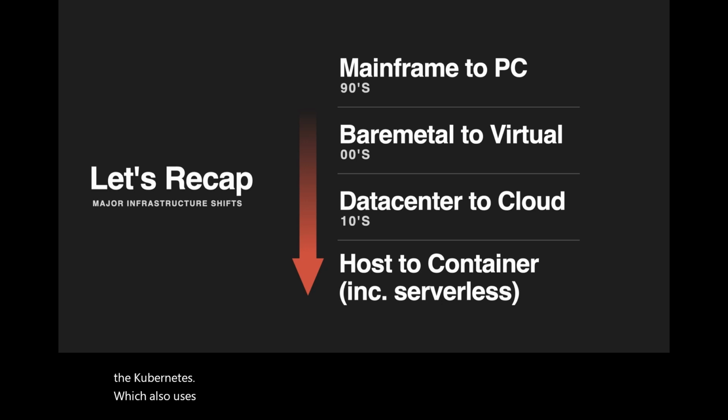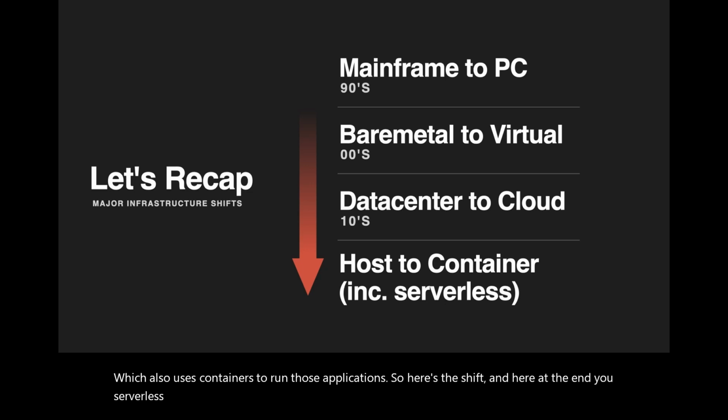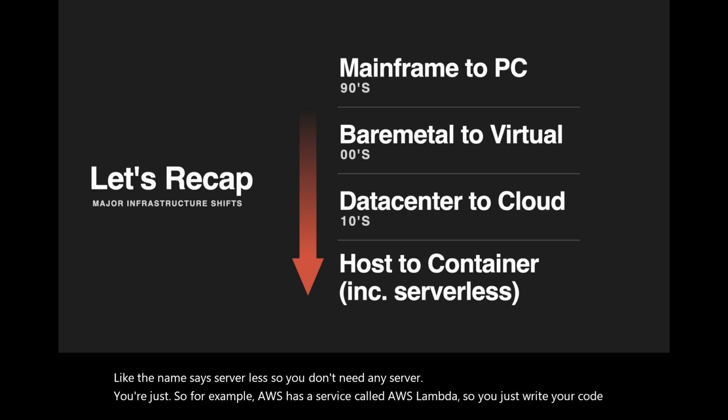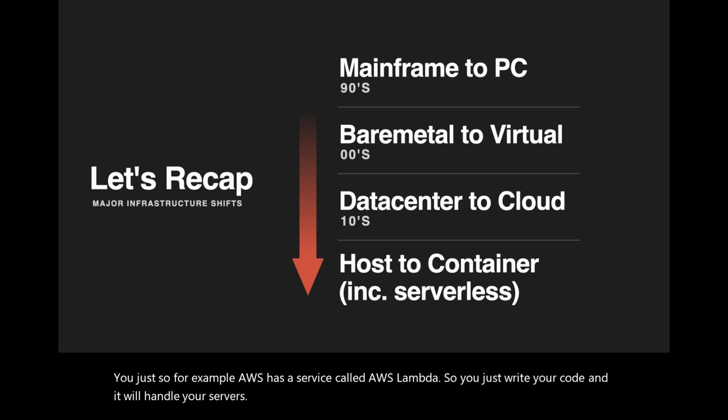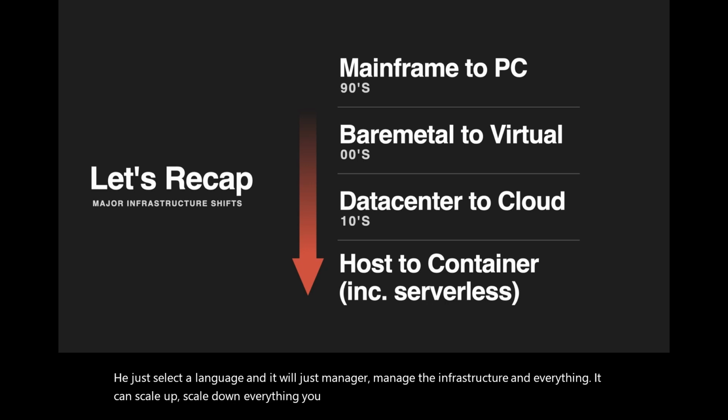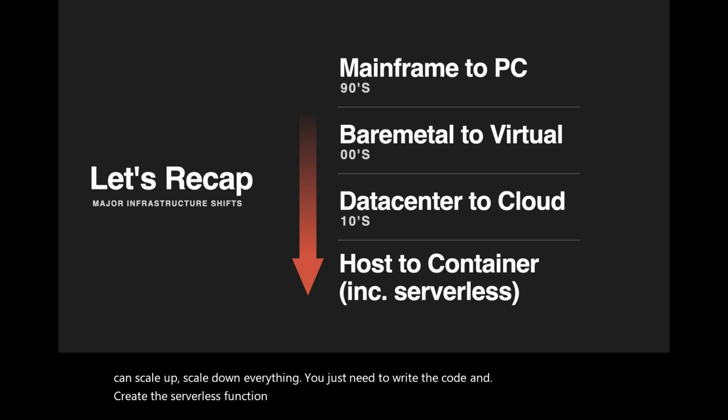So there's the shift, and here at the end you see serverless. How many of you know serverless? The name says serverless, so you don't need any server. For example, AWS has a service called AWS Lambda. You just write your code and it will handle your servers. So it is the future, I guess. You just select a language and it will manage the infrastructure and everything. It can scale up, scale down, everything. You just need to write the code and create the serverless function. After you learn it in the lecture, it will be really useful.